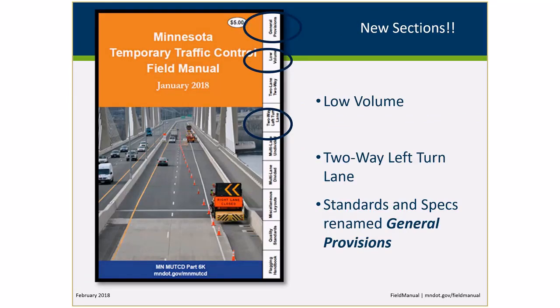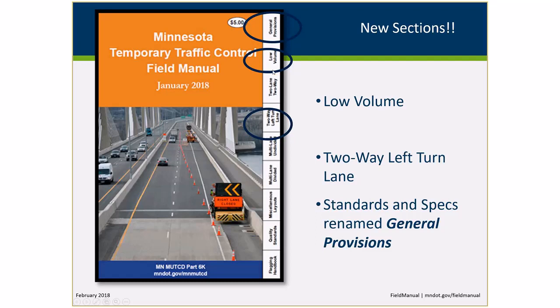One of the big changes in the field manual is that we've got new sections. We've got a section for low volume roads, and we've got a section for two-way left turn lanes. Two-way left turn lanes used to be embedded in with the multi-lane undivided, but there are more and more of these types of roads, and we wanted to highlight that these layouts were there and make them a little bit easier to find, so we pulled them out and created new layouts for this overall section.